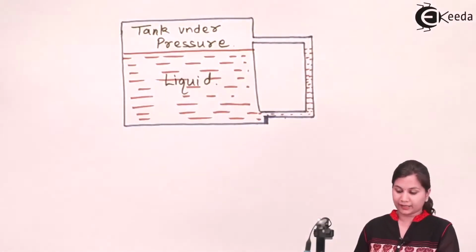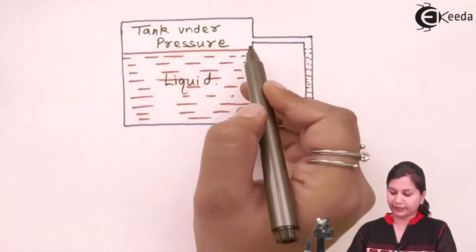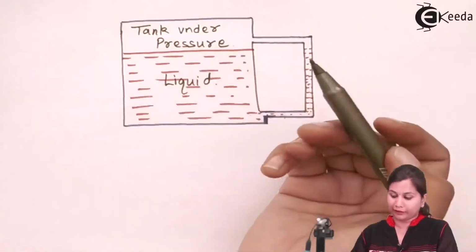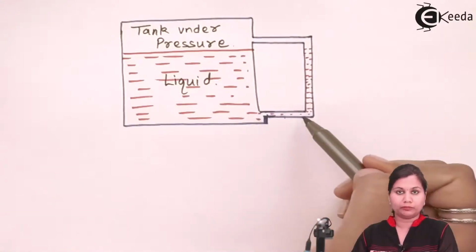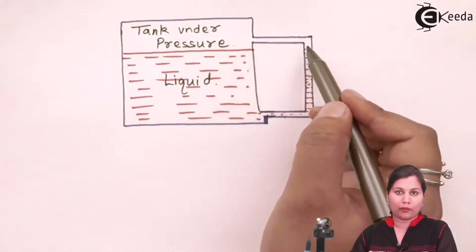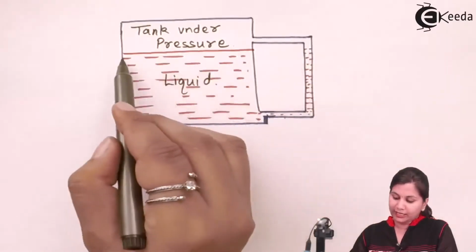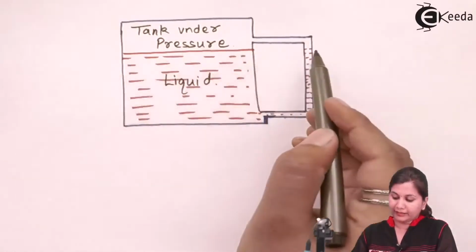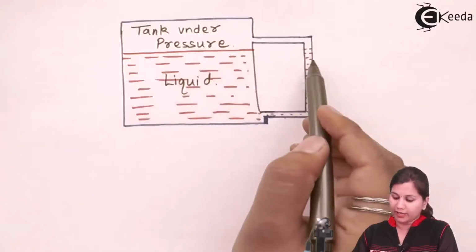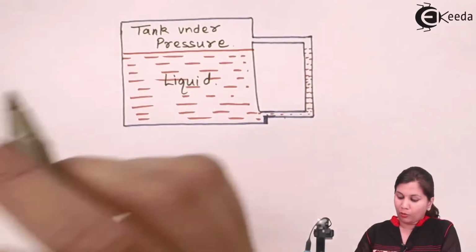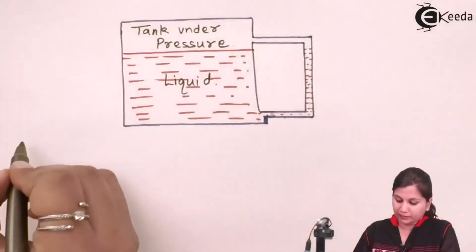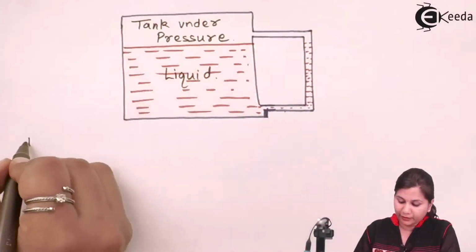So when the tank is a closed tank and it is under some pressure or vacuum, then this side glass tube is connected at the bottom as well as at the top of the tank. So you can see that the level of the liquid in the tank and in the side glass tube are the same. Now why is such an arrangement being done? Because this tank is under pressure.